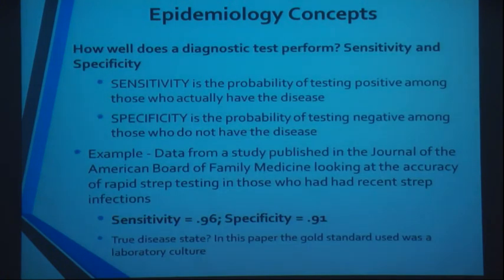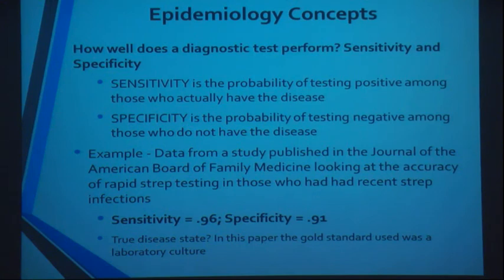All right, last thing. How well does a diagnostic test perform? Sensitivity and specificity. We comfortable with those? Kind of. All right, so real quick, in 60 seconds here. Sensitivity is the probability of testing positive among those who actually have the disease. Probably when you took your biostats class in medical school, you had to calculate a whole bunch of these, right? Not going to make you calculate, just want you to understand. Specificity is the probability of testing negative among those who do not have the disease.